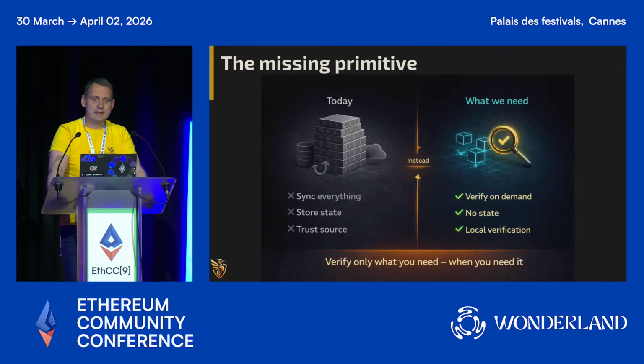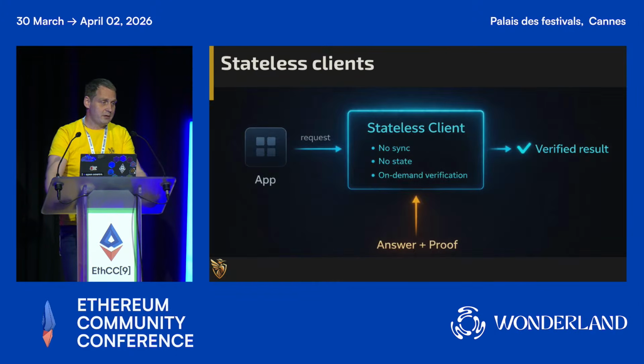So instead of syncing everything, we should be able to verify just an answer on demand and only when we need it. We need a primitive that allows applications to verify individual pieces of blockchain data independently, locally, and without prior contexts. No sync, no state, no trust, just verification. Verify only what you need, when you need it. And this is what stateless clients do. They implement this missing primitive.